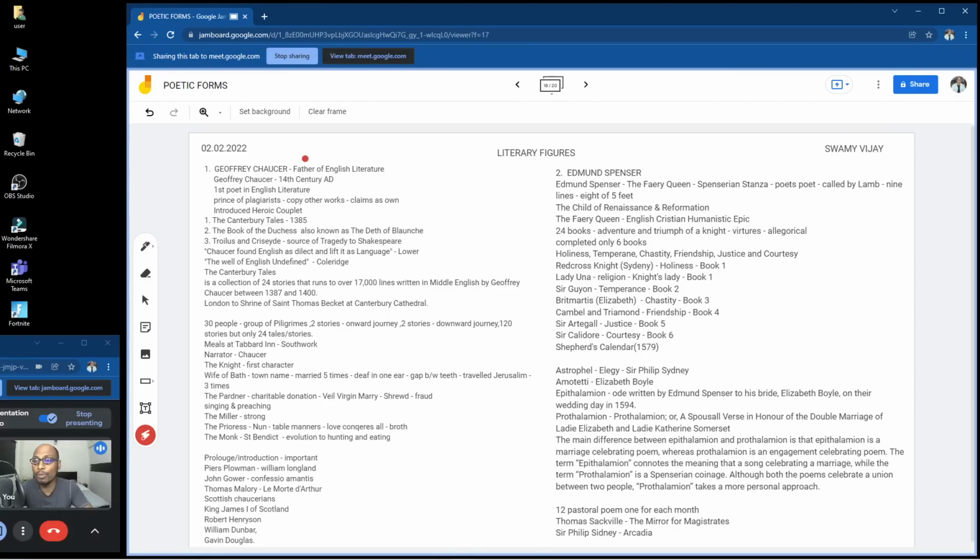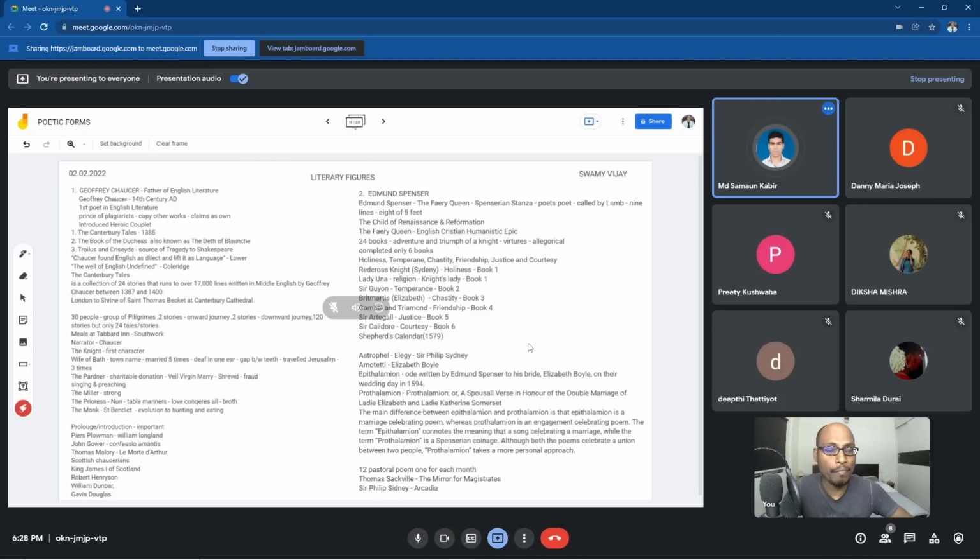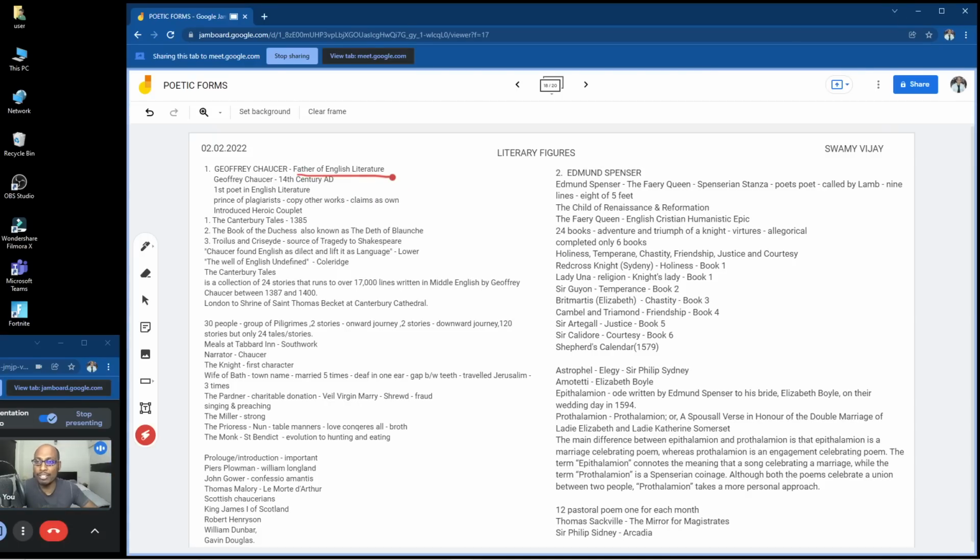Any other person you know as a father of English literature? Different genres have their own fathers, but what about the father of English literature? Is it Geoffrey Chaucer, or any other person? Geoffrey Chaucer itself. Right. So Geoffrey Chaucer, without any doubt, is the father of English literature.